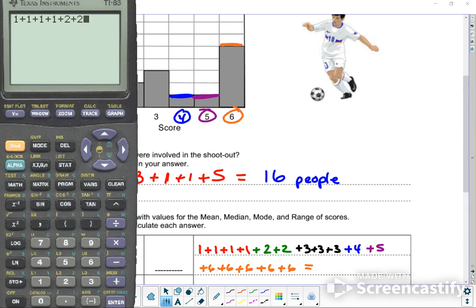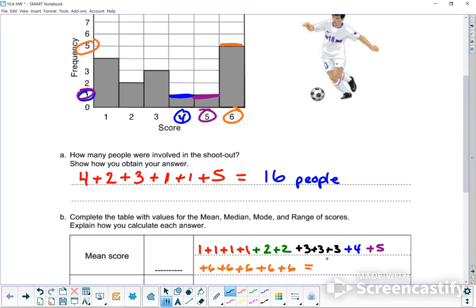So plus 2 plus 2, plus 3 plus 3 plus 3, plus 4, plus 5, plus 6, plus 6, plus 6, plus 6, plus 6, plus 6. Because there should be 5 of these, though. Oh, one too many. So there's only 5 6s. Okay, so you get a total of 56. So that is a total of 56.